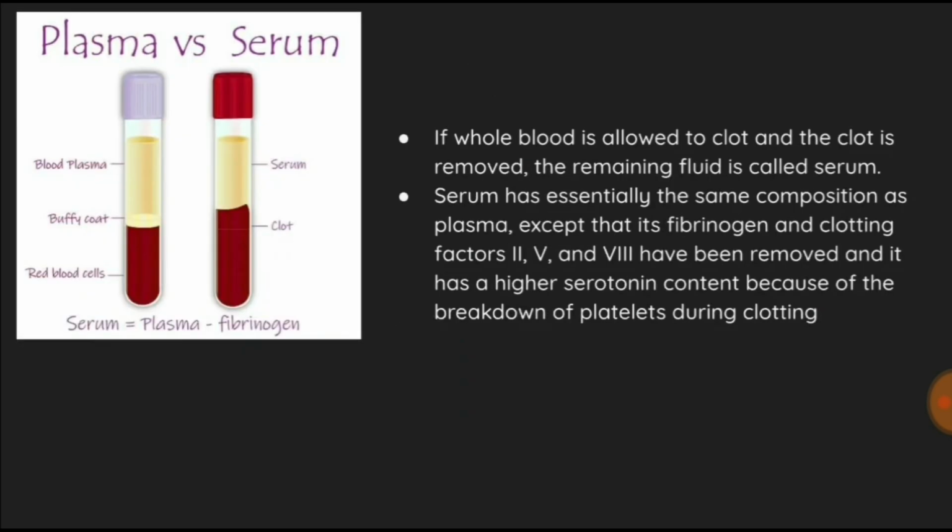Okay. Moving to the next part of the plasma. If whole blood is allowed to clot and the clot is removed, the remaining fluid is called the serum. As you can observe, whenever you get hurt, after the blood has stopped bleeding, there is a white or yellow colored fluid that keeps oozing out from the wound. That is called serum. So the remaining fluid coming after the clot formation or the plug formation near the wound is serum.